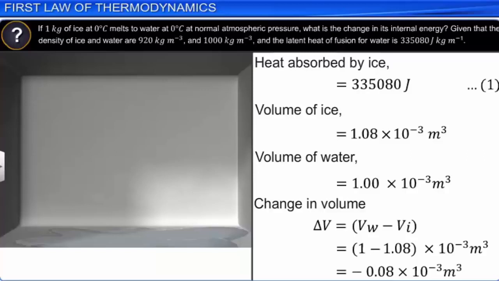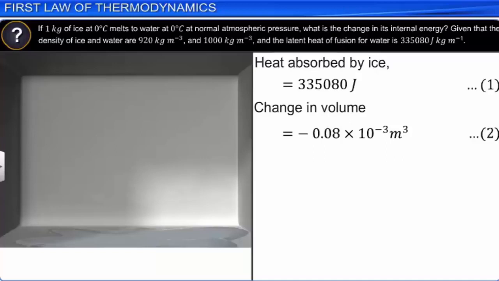As the melting of ice has taken place at atmospheric pressure P equal to 1.013 into 10 power 5 Pascal, the work done by the system in the process delta W is equal to P delta V, which, on substituting the values and simplifying, gives minus 8.104 joules. Let this be equation 3.